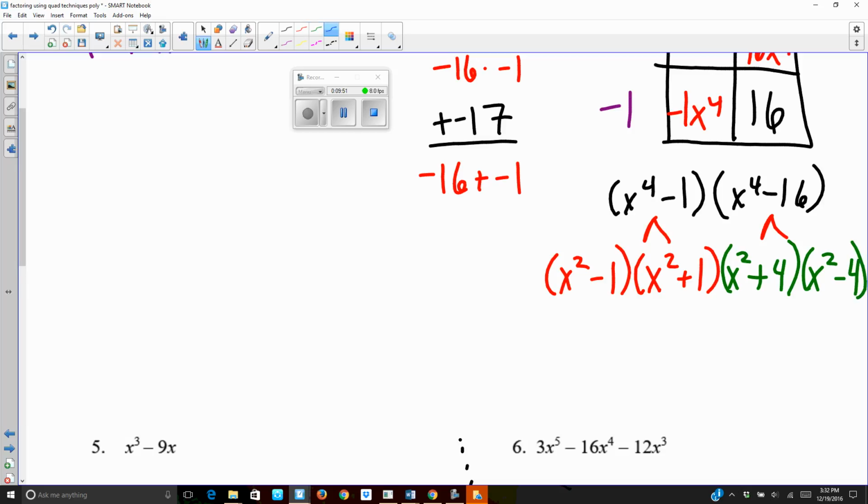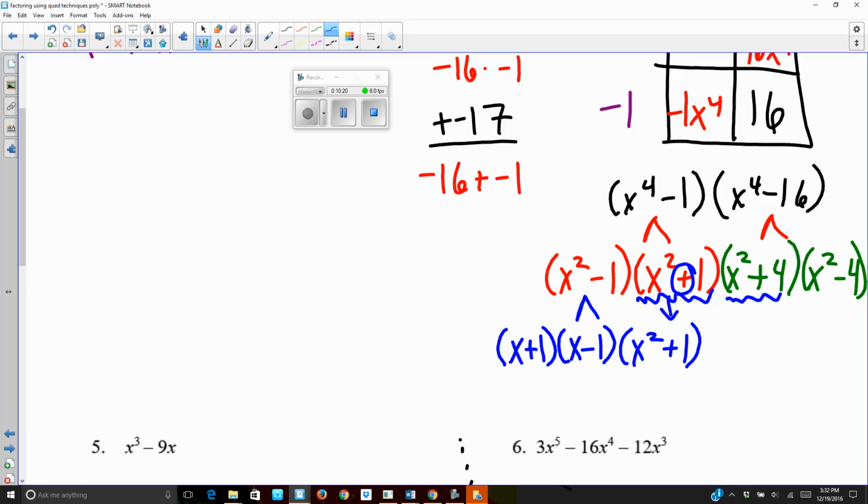However, you should notice x squared minus 1, we factored this one a few times already. That is still a perfect square problem. So you can factor x squared minus 1 again. X squared plus 1 cannot be factored again because it is a sum, because of that plus sign. Those are both perfect squares, but it has to be a difference of two perfect squares.